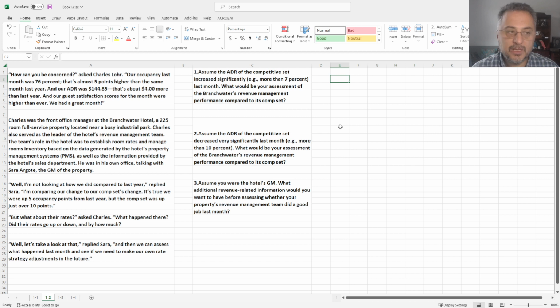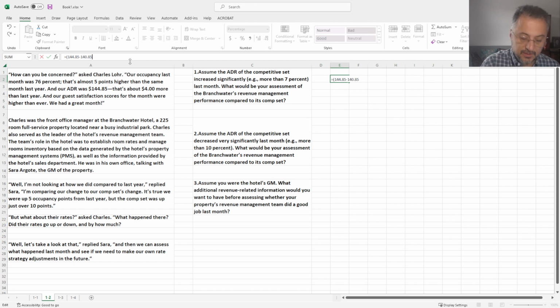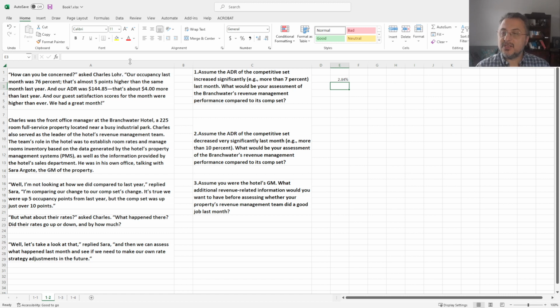Now, our ADR was $144.85, so that's about $4 more. That means last year this month it was $140.85. So to be able to calculate the increase, 144.85 minus 140.85, which shows the $4 difference, divided by 140.85. So there is a change of 2.84%.